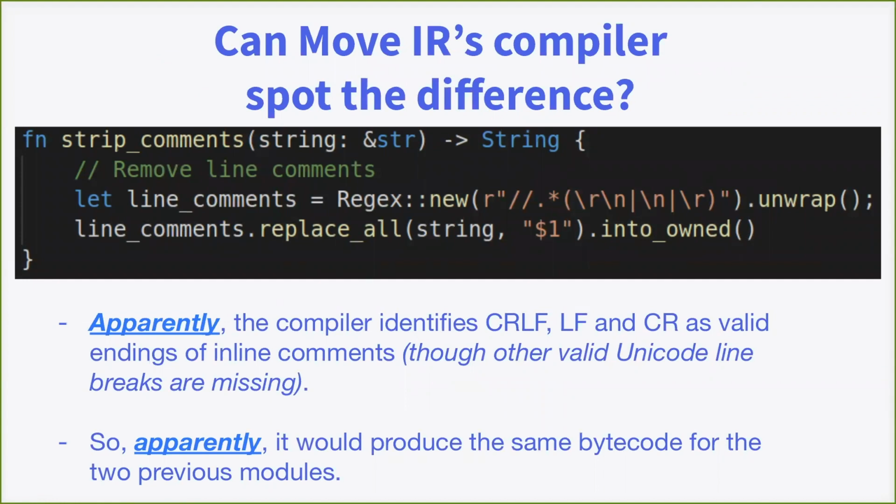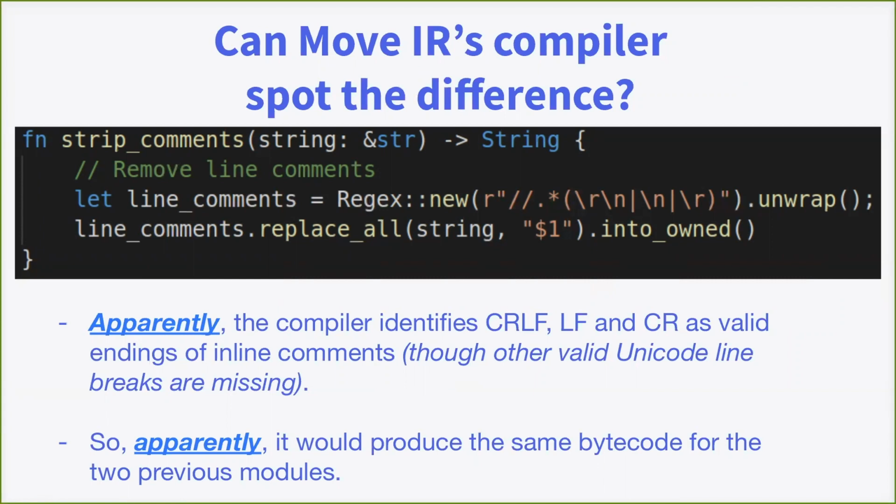This is the function that takes care of identifying and removing inline comments from the source code. Apparently, from what we see, don't get scared about this Rust code. No need to understand it in detail. Just make sure you see that they are trying to capture the inline comments with a regular expression and identify the CRLF, LF, and CR as valid endings of inline comments.